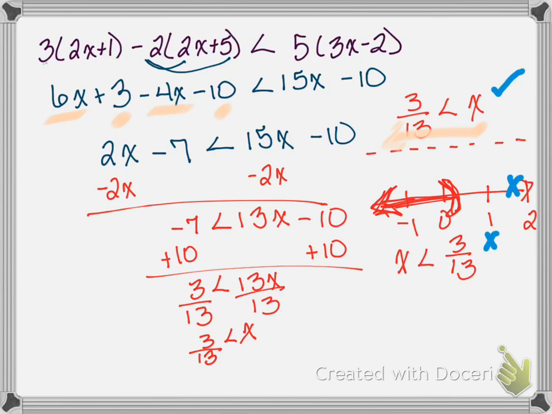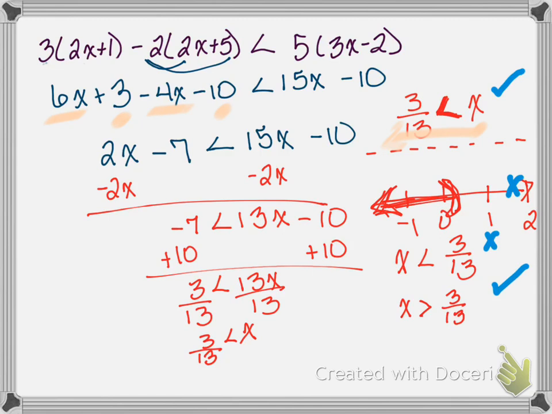Do you see how my inequality sign is open towards the x? When I rewrite it, and this is the correct way to rewrite it, I take that x, I keep the inequality sign open toward the x. How does that read? x is greater than 3 over 13. Okay?